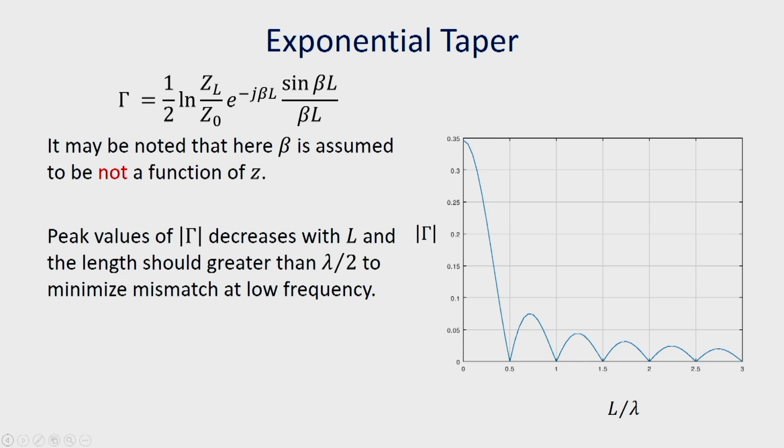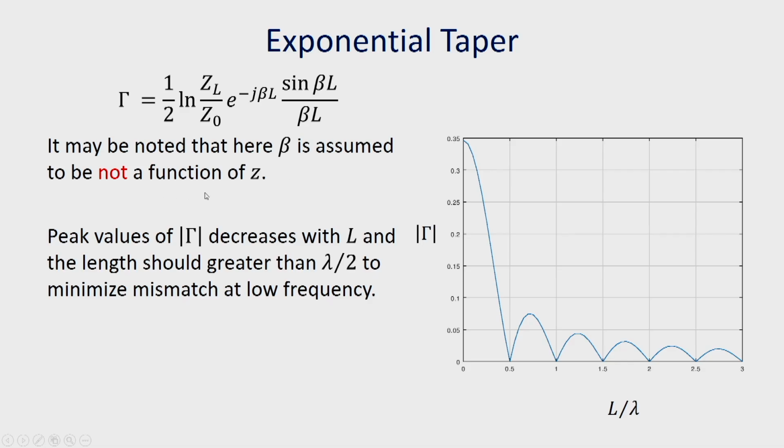And it is to be noted that we have considered beta independent of z, that means it is not a function of z, and such assumptions are valid for TEM lines. There are other forms of tapers like triangular tapers, and the impedance matching can be performed with such tapers.